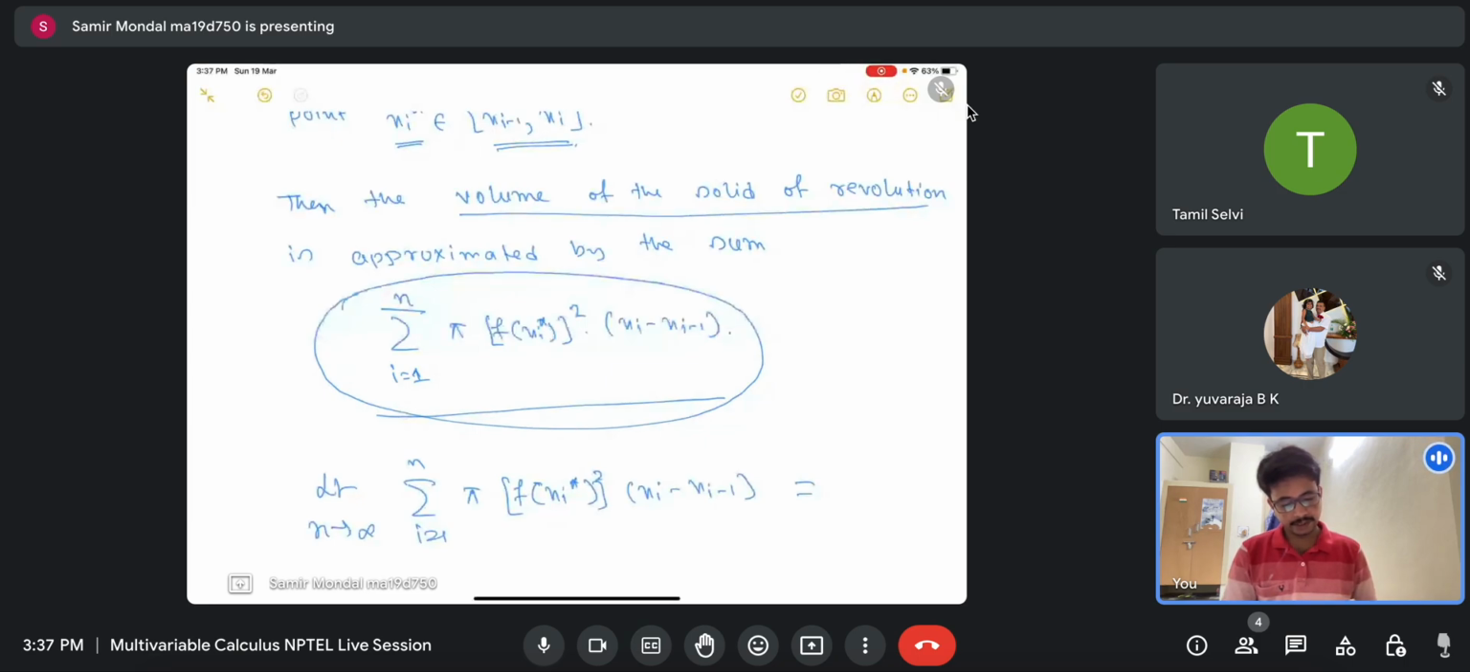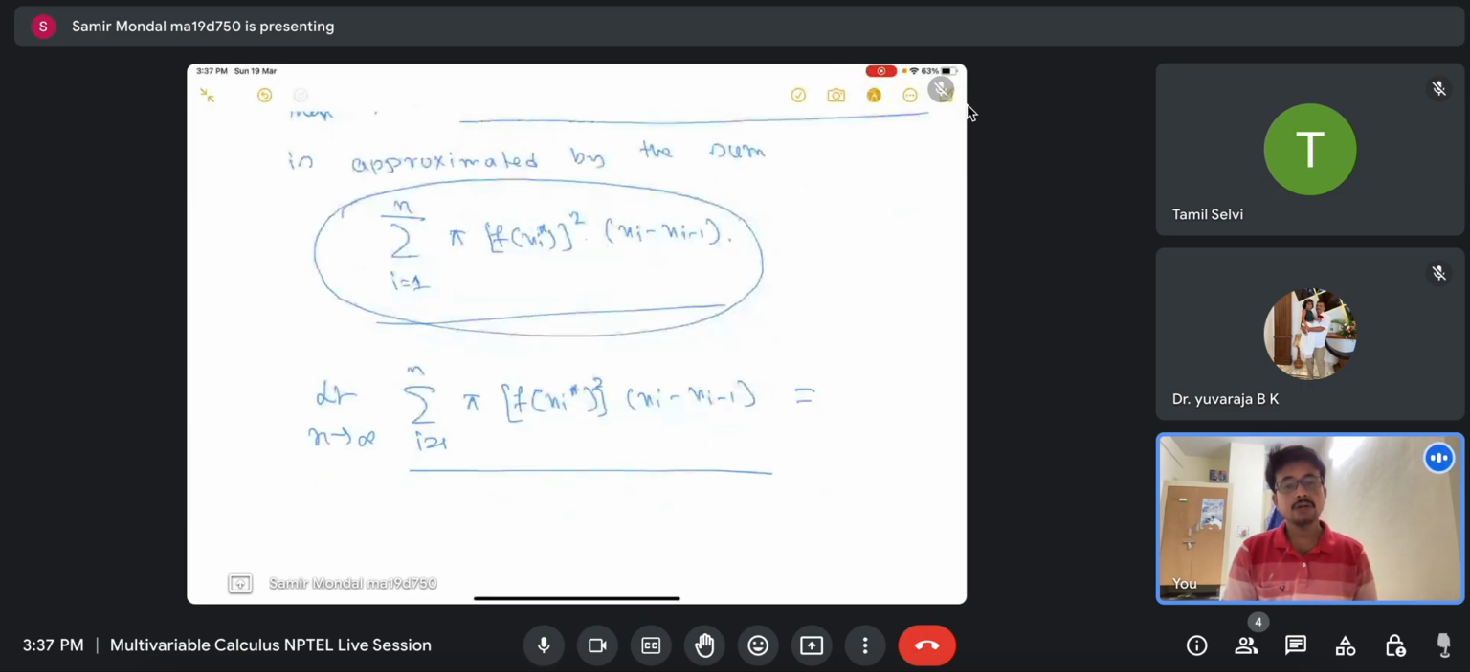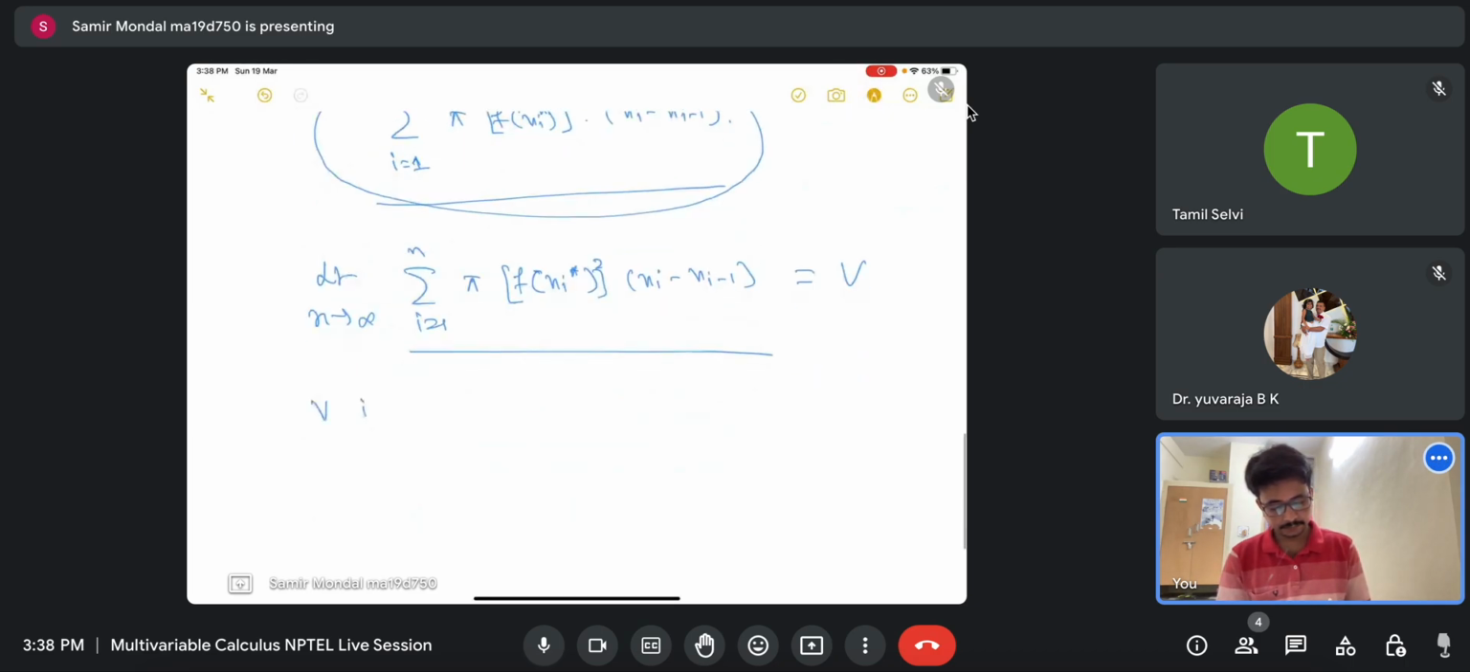So now if you take the limit of this quantity, we will get the exact volume of the solid of revolution. This is V, where V is the volume of the solid of revolution.